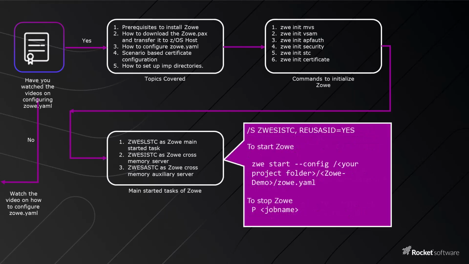You can start the cross memory server using SDSF with the operator start command with the REUSASID=YES keyword. To start Zowe, run the following command. It will issue the S command to Zowe ZWESLSTC. To stop the Zowe main server, you can issue the stop job name command.